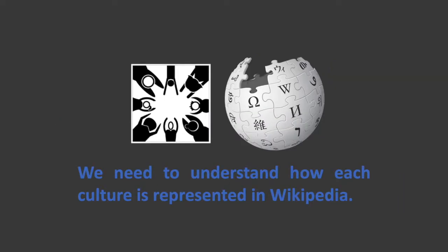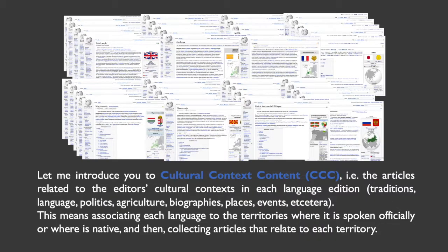We need to understand how each culture is represented in Wikipedia. And in order to do this, we need to collect the articles that relate to the cultural context content for each Wikipedia. That is a collection of articles that relate to the editor's cultural context content, including traditions, language, politics, agriculture, biographies, places, events, etc.